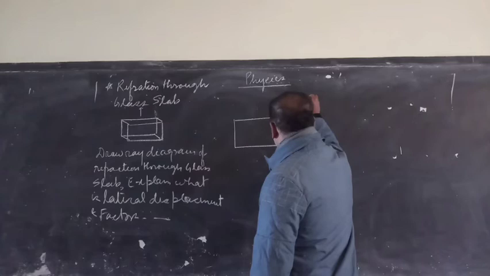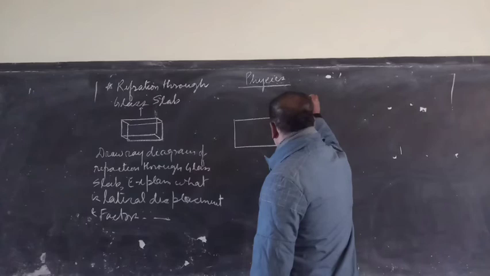Second, lateral displacement is also directly proportional to the refractive index of the glass slab. Suppose you have been given two glass slabs of the same thickness. One is of glass and the other is of diamond.